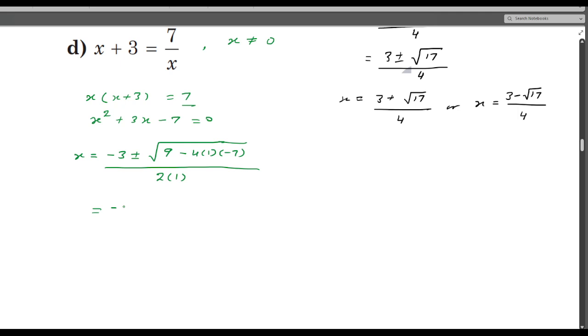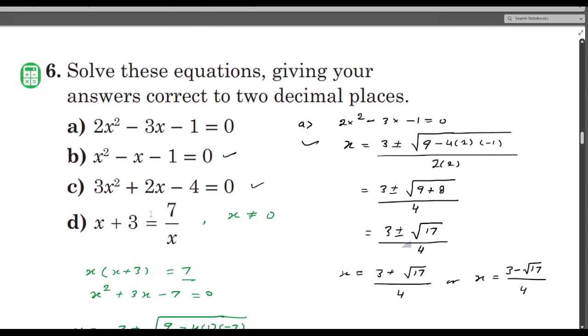Okay, so this is minus 3 plus minus square root of 9 plus 28 divided by 2. So this is minus 3 plus minus root of 9 plus 28, which is 37, and divide by 2. Okay, you can calculate them. This is your answer. So here in this question, all the problems are using your formula. Okay, now let us move to question number 7.